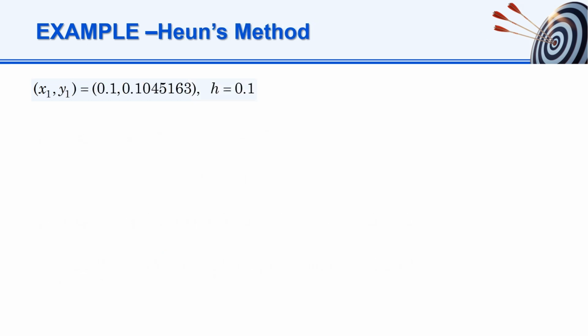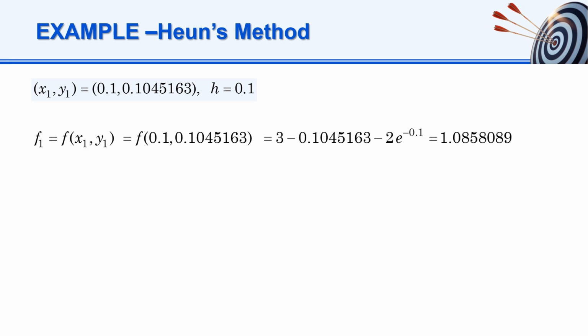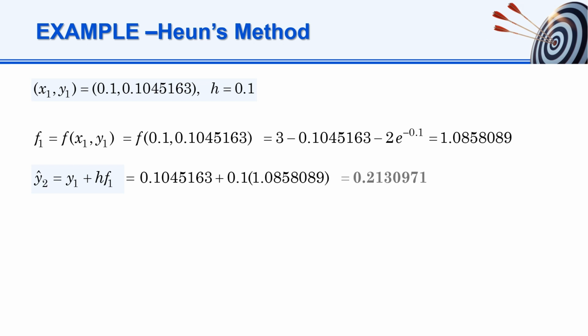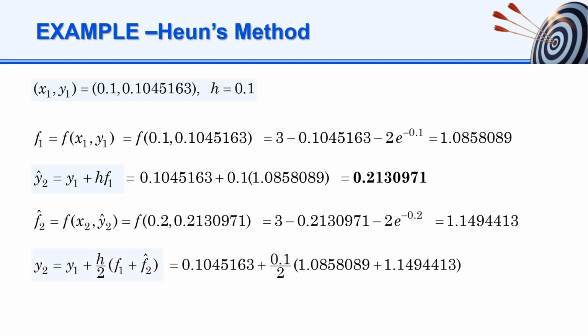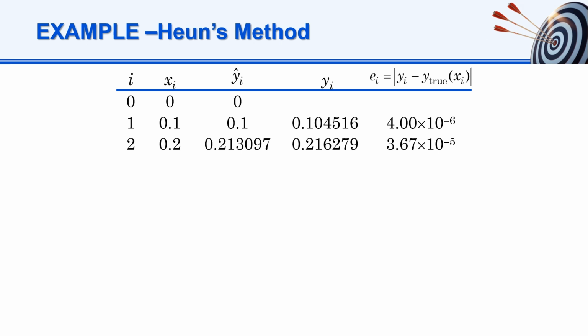The second step requires prior estimates, i.e., x1 and y1. We evaluate the slope, f1. The predictor step gives y hat 2 is equal to 0.213971. The value of f hat 2 is evaluated and substituted in the corrector step. The corrected value yields 0.2162788. We repeat this recursive procedure in the same manner until x equals 1 is reached.